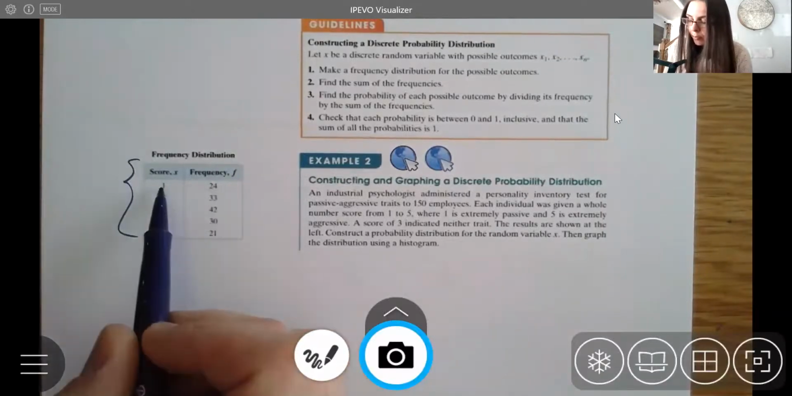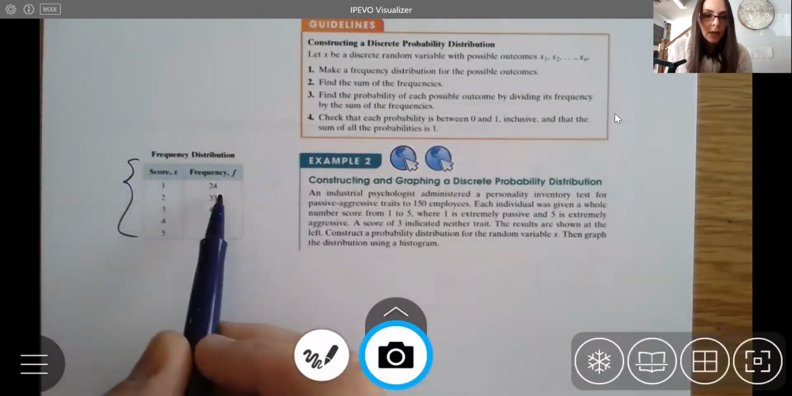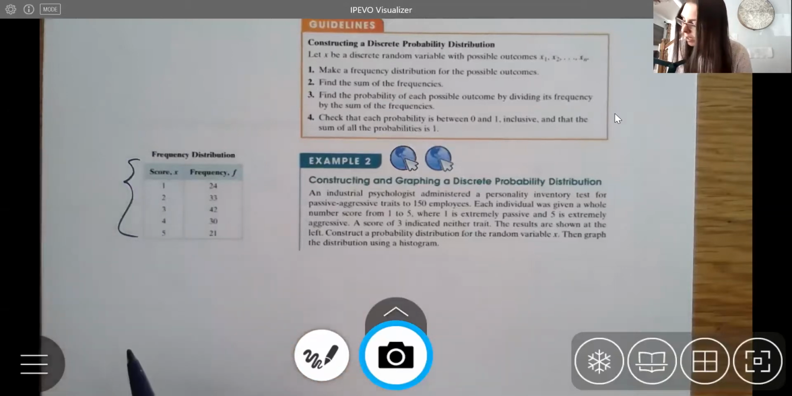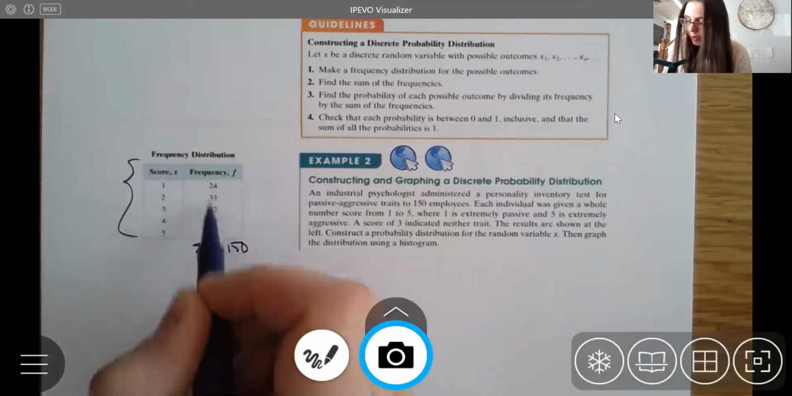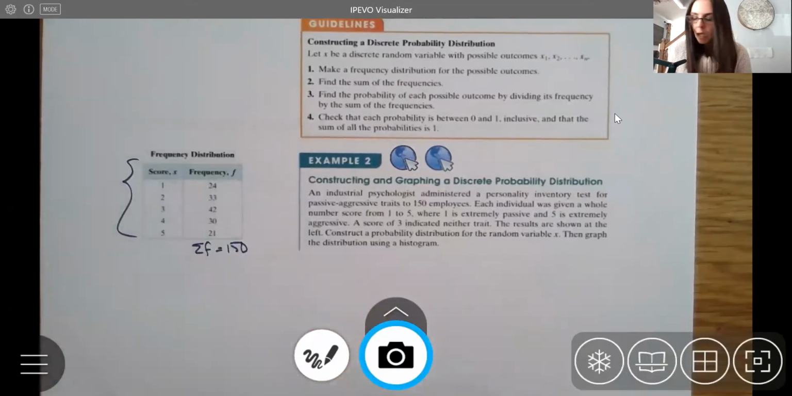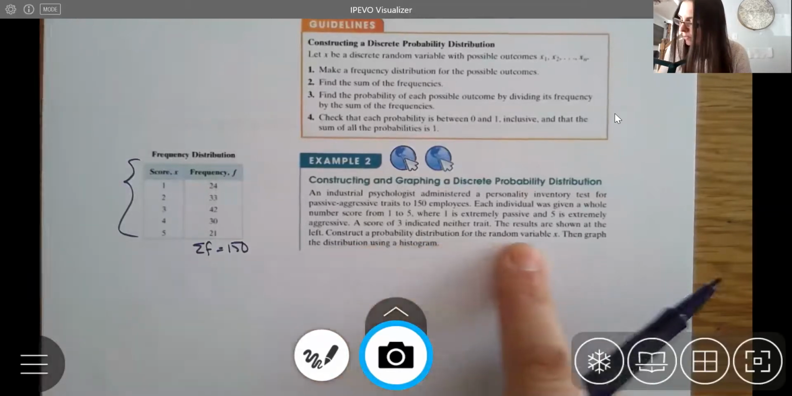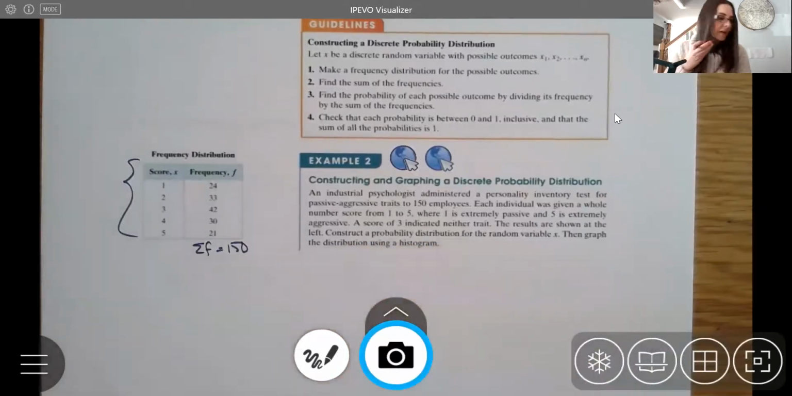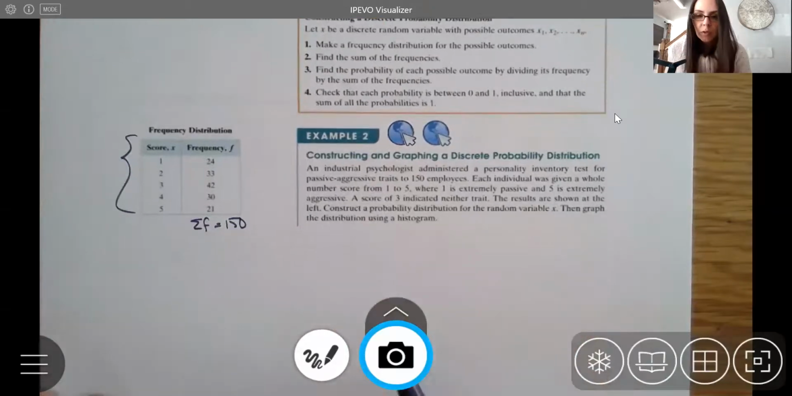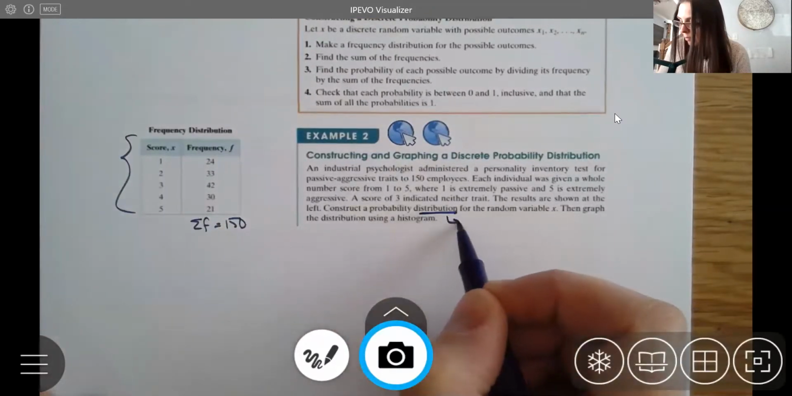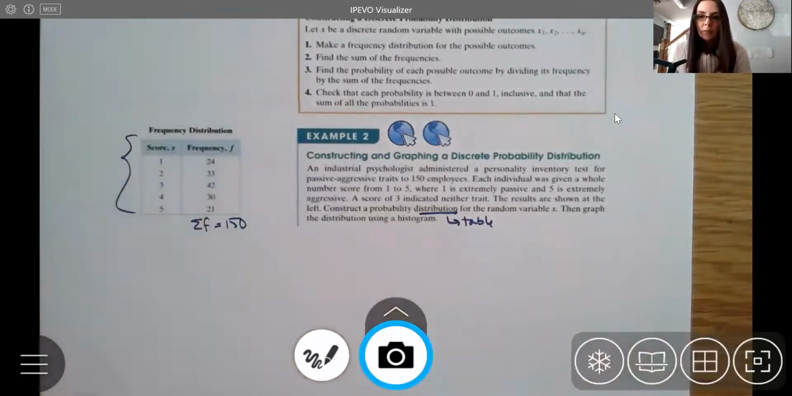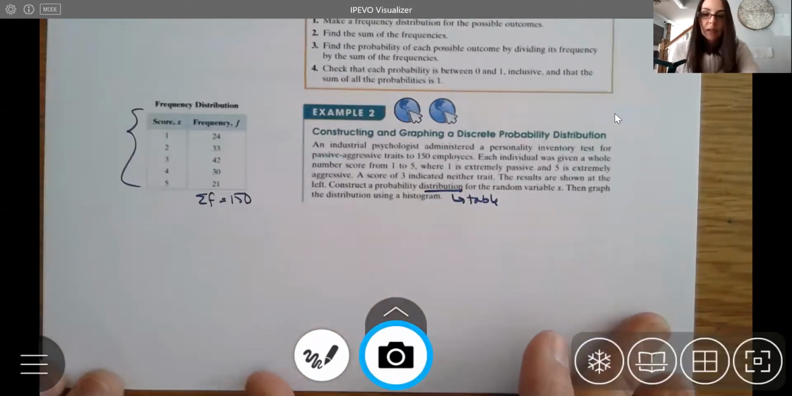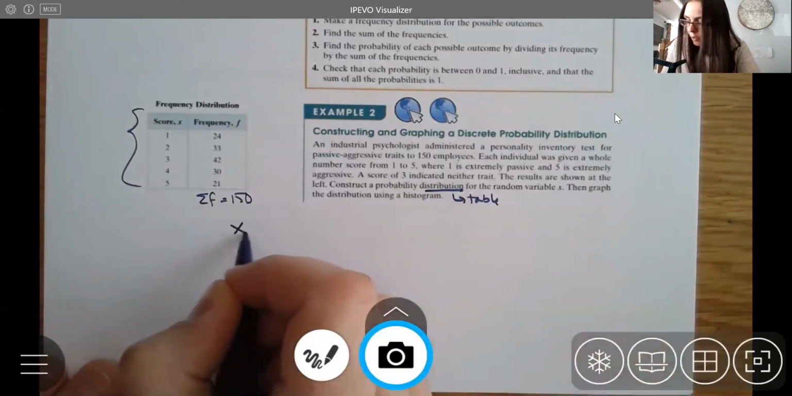So here are your results from that survey. 24 people were given a 1, 33 people were given a 2, 42 people were given a 3, and so on. And again, the sum of our frequencies here, we're told, is 150. So we have 150 employees. Construct a probability distribution for the random variable x, and then we're going to graph it. So your probability distribution is really just a table. That's all it is. You can do these horizontally, you can do these vertically, it really doesn't matter. Your book likes to do it horizontally here, so I'll just follow suit.